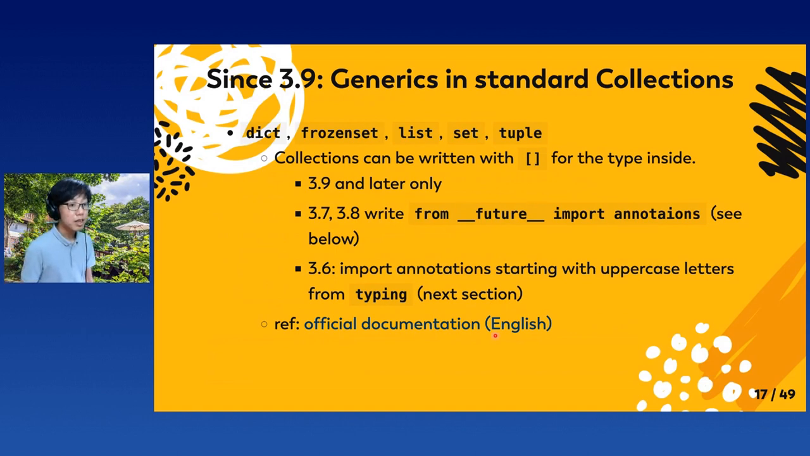There are standard collections in generics. There are five types of standard collections: dict, frozenset, list, set, and tuple. These collections can be written with square brackets for the type inside. It can be used in 3.9 and later only. And if you use 3.7 or 3.8, please write this statement: from __future__ import annotations. Of course, I will explain this after this.